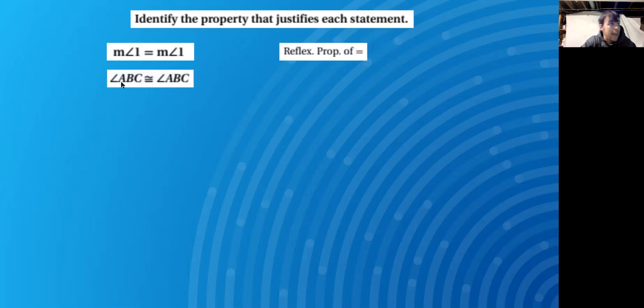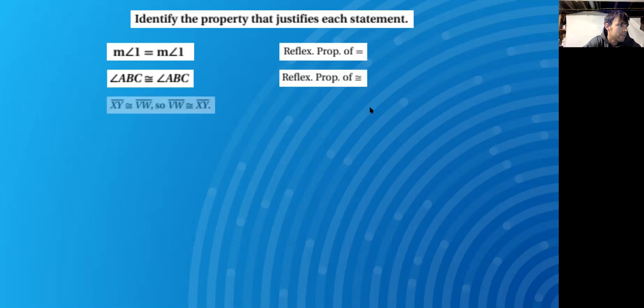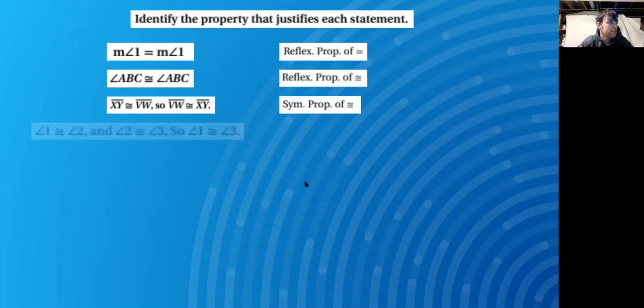Here we go. We have angle ABC is congruent to angle ABC. So reflexive property again, because something is congruent to itself, but this time reflexive property of congruence. Small distinction, but when we're doing proofs, it's actually somewhat important. Here we go. Segment XY is congruent to segment VW. Segment VW is congruent to segment XY. That's where we switched the sides. It's symmetrical. So we call that the symmetric property of congruence because, again, we're using congruent in there.